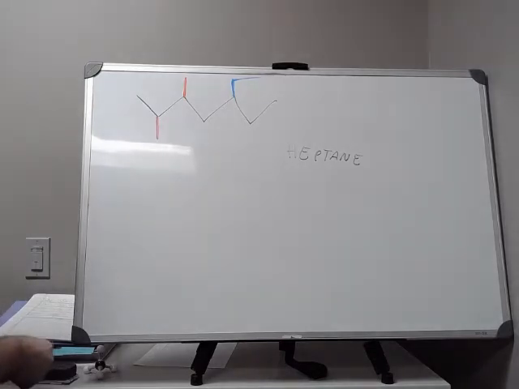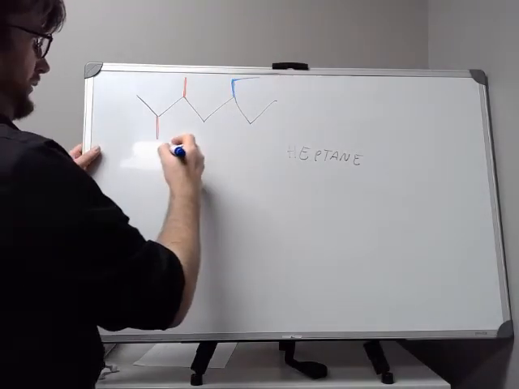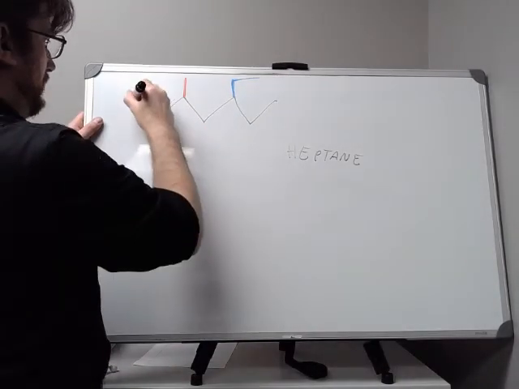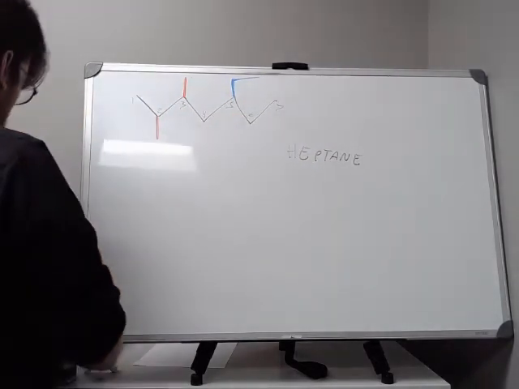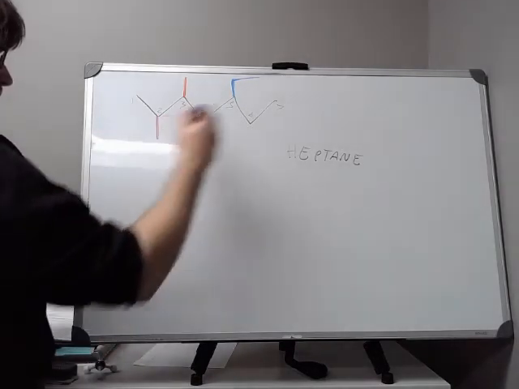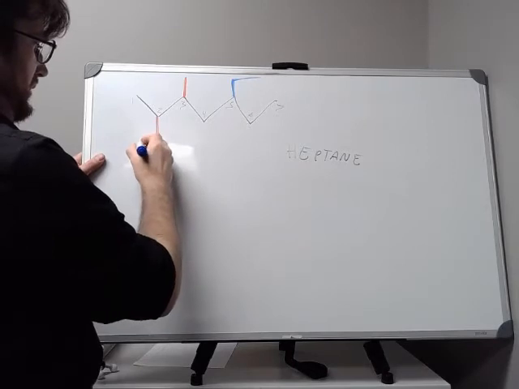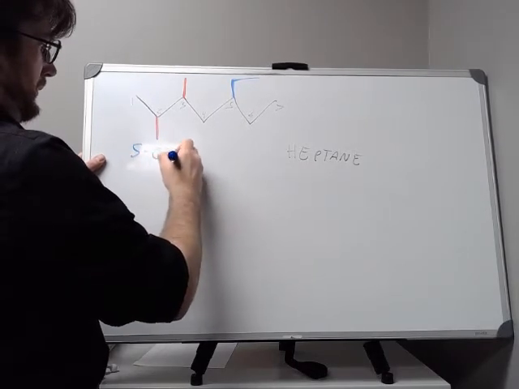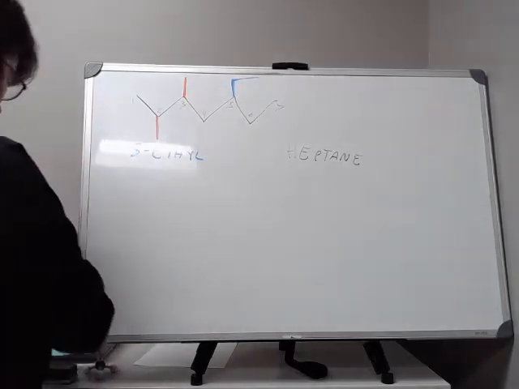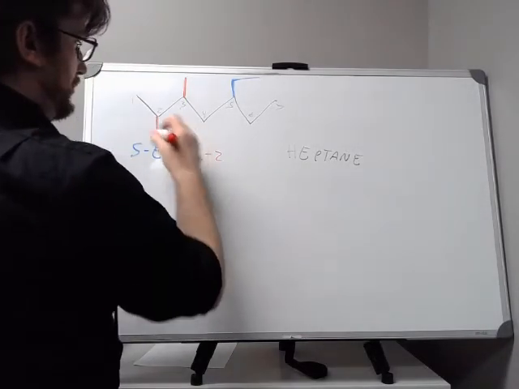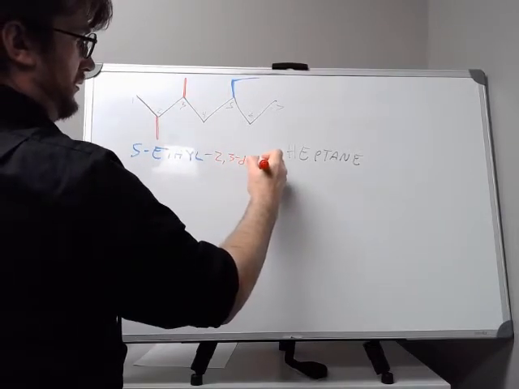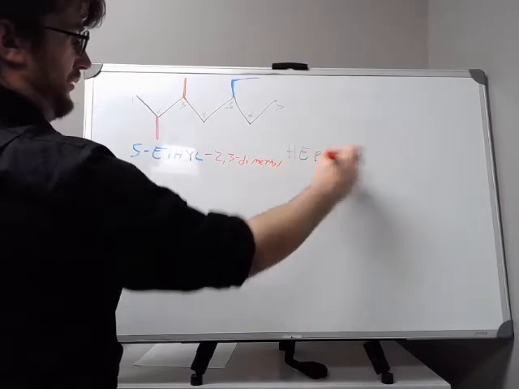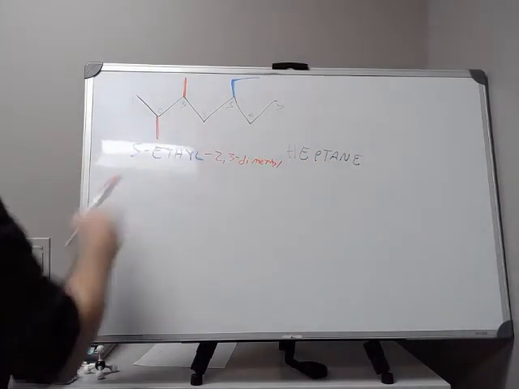And again, the ethyl comes first alphabetically. Oh, wait, let's number this 1, 2, 3, 4, 5, 6, 7. So the ethyl at position 5 comes first. 5-ethyl. Then our two methyl groups at positions 2 and 3. So 2,3-dimethyl heptane is the name of this molecule.